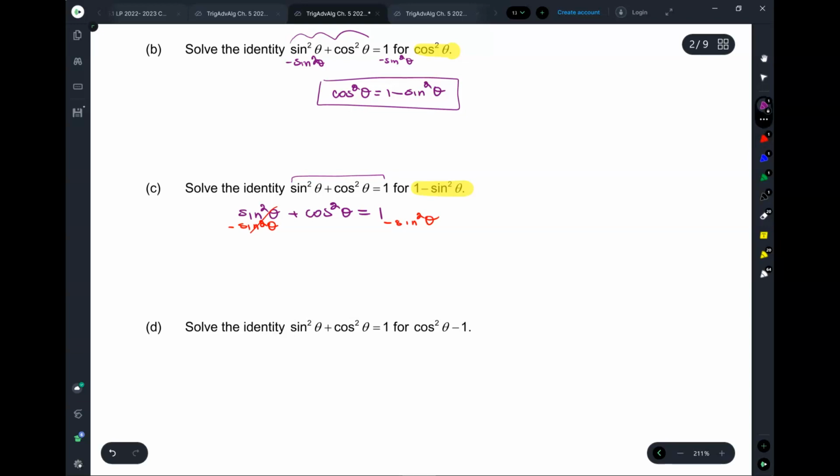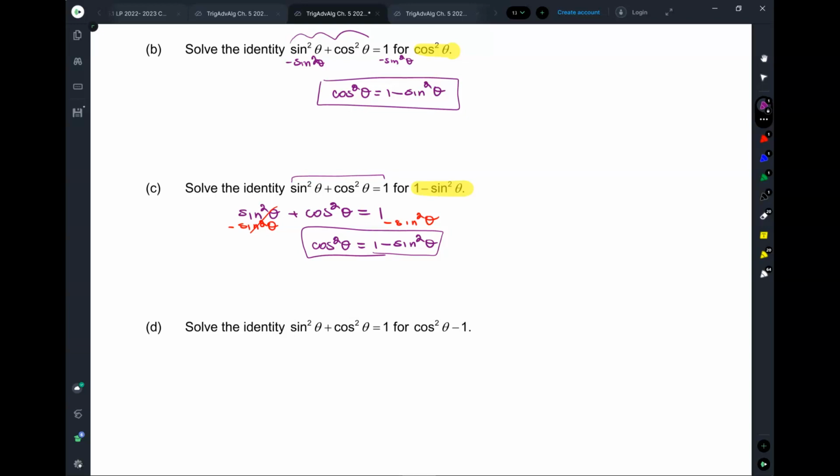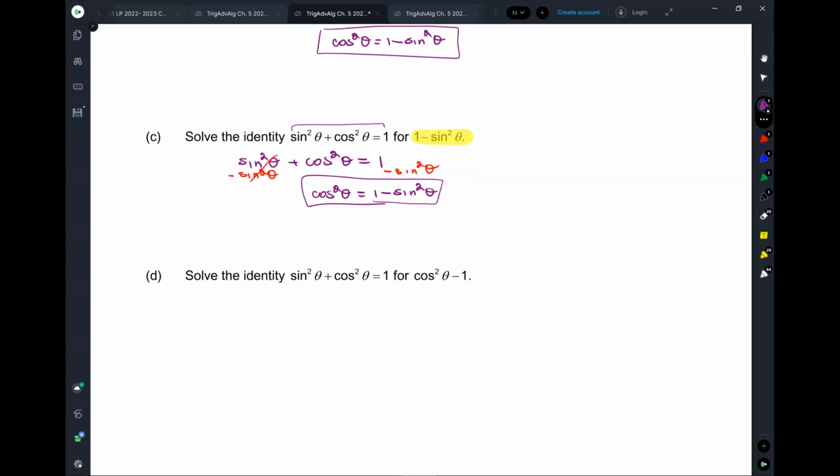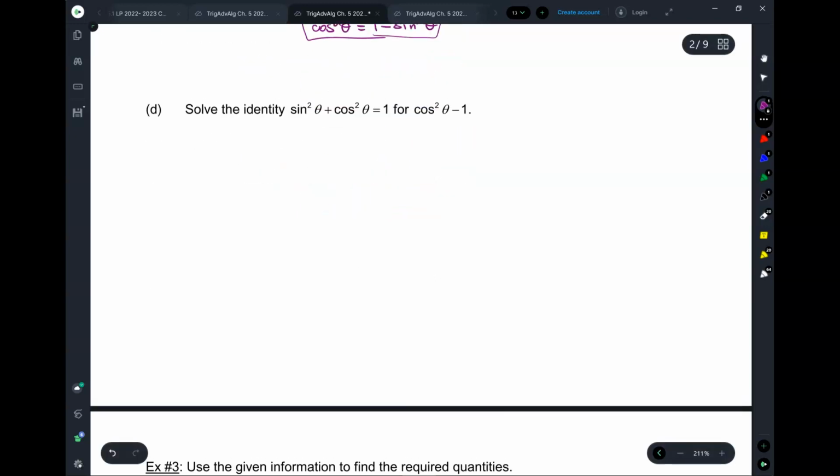Right, so I get cosine squared theta is equal to 1 minus sine squared theta. Okay, so 1 minus sine squared theta equals cosine squared theta. What's the difference between that and the one we just did? Not much for now, but later on, like in the next 2 lessons, you're going to see that all of these are going to fit into different places. Okay? All right, this one's important.